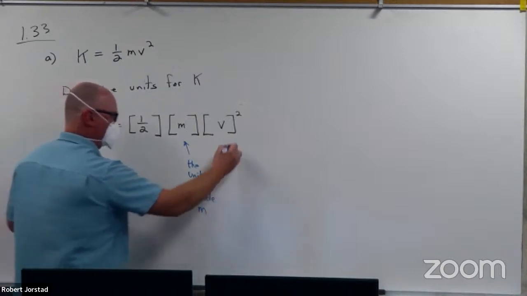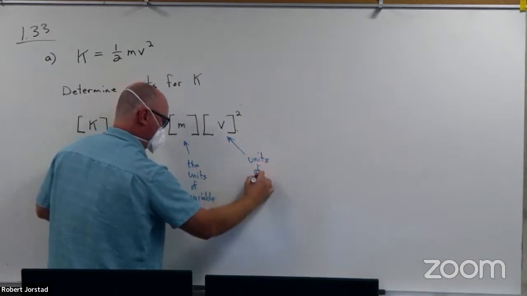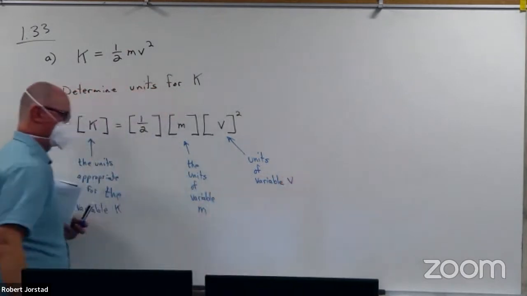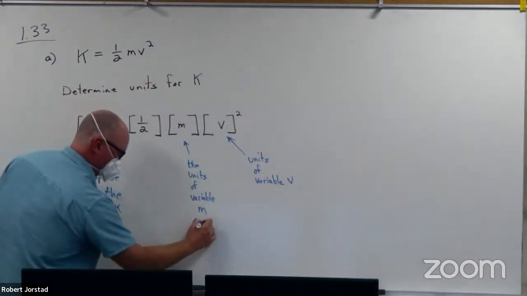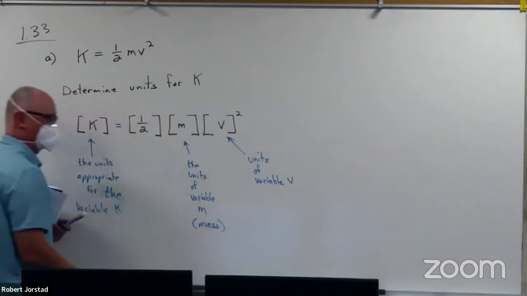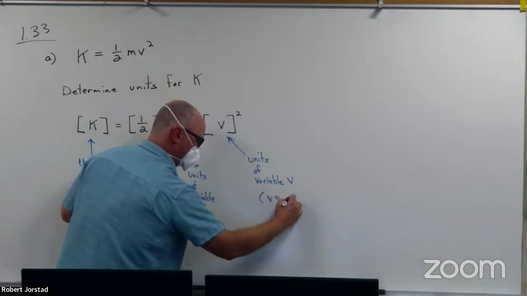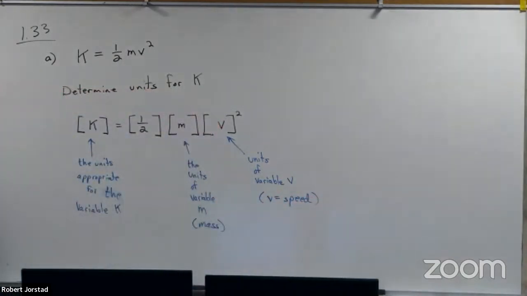M. This would be units of variable V. Now, just in case you don't know what these are, I'm going to write this as mass, right? As time goes on, we'll start to learn more of these. Maybe you didn't know this, but V is equal to speed, not velocity. Sometimes it'll be velocity.